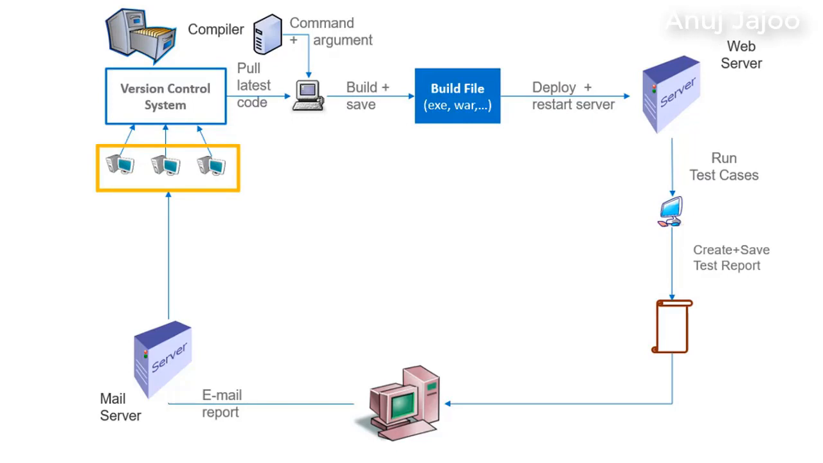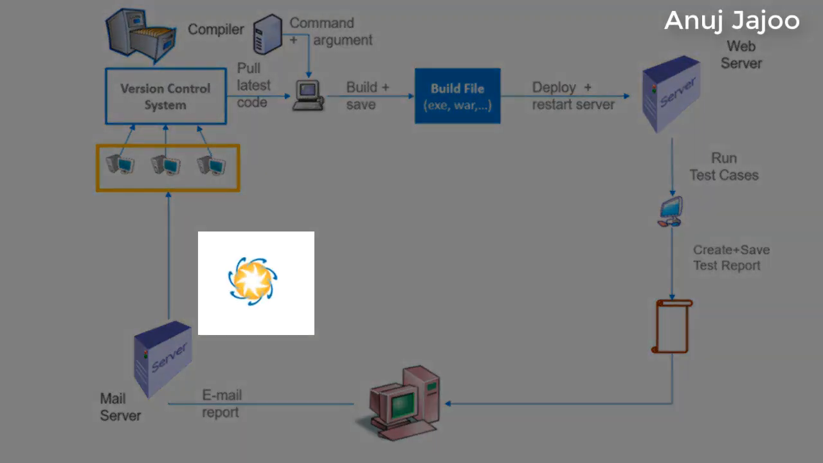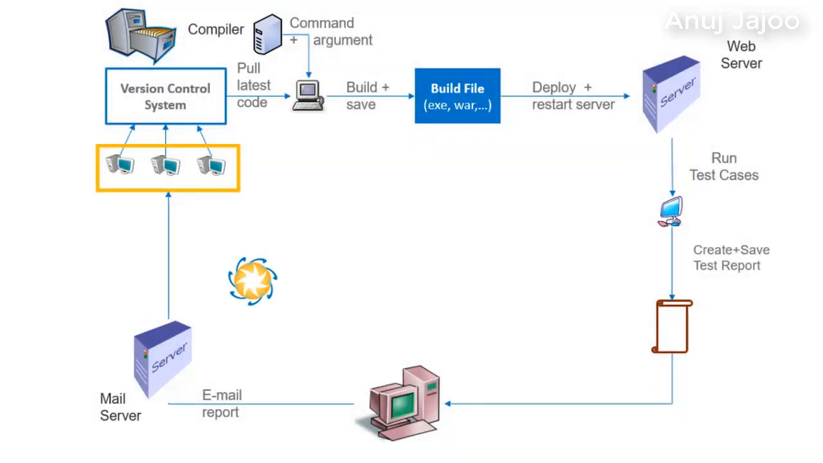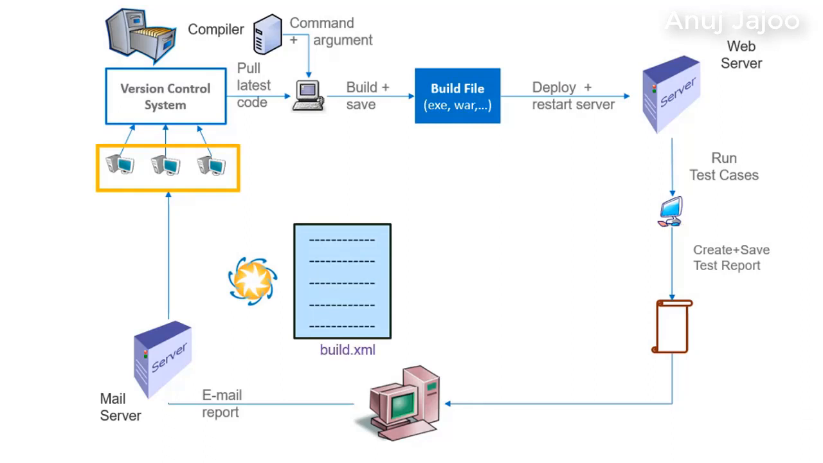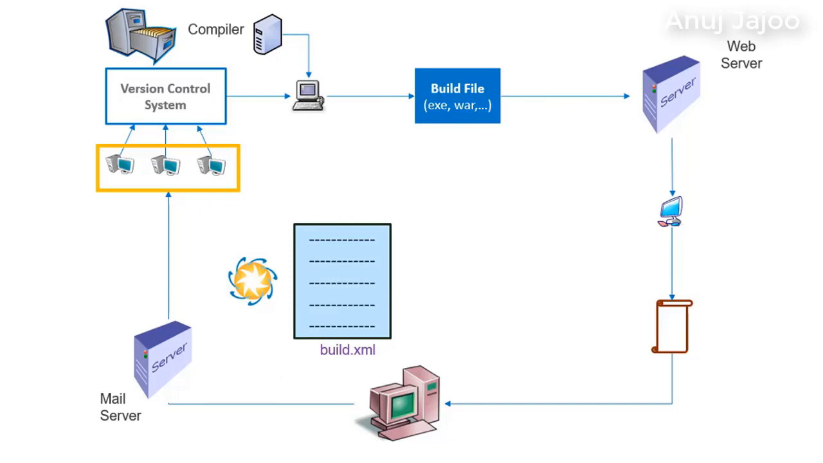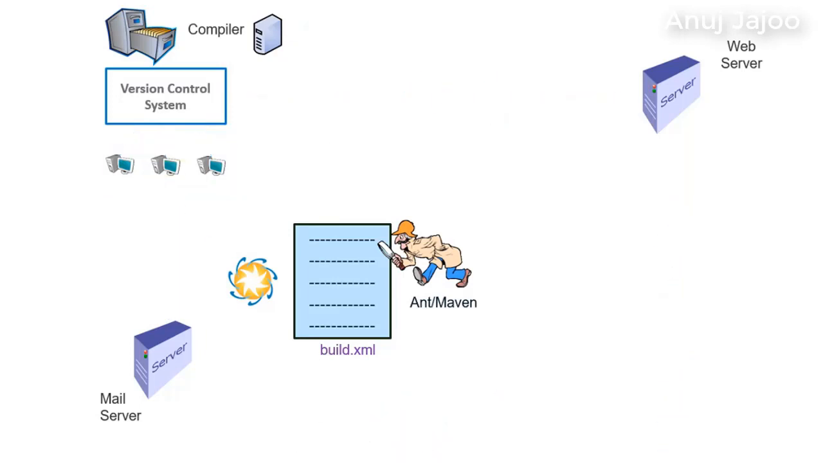So for this purpose, we require a tool to manage and control the entire process. The predefined steps can be written as a script in a build file, which is typically an XML file that contains all the commands with required parameters. Next, somebody must read and execute this script. So typically, Ant or Maven can help here. They read these steps one by one and execute.